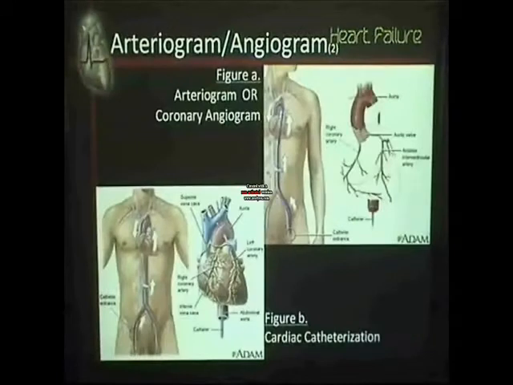Okay, now let's see how this test is performed. A catheter is inserted at the femoral artery and is advanced until it reaches the heart. After it reaches the heart, a special dye is injected, and X-ray pictures are taken after the injection. So if there is any blockage, we can see it clearly from the X-rays.